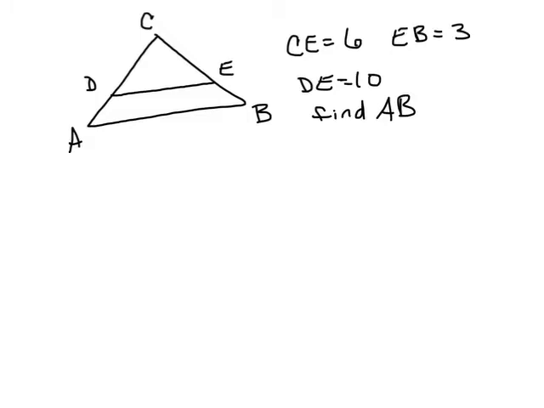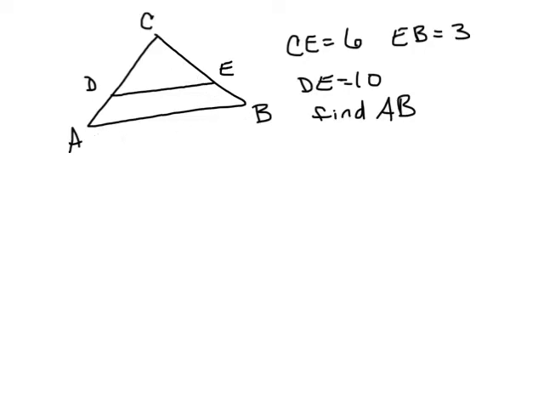But let's take a look at this second example. We have CE is 6, and EB is 3. DE is 10, and I want to find AB. The rules are different when you're dealing with the parallel sides. You have to be careful, because if you look at this, I have a small triangle, triangle CDE, and I have a big triangle, triangle CAB. Those are the two things that you can compare.